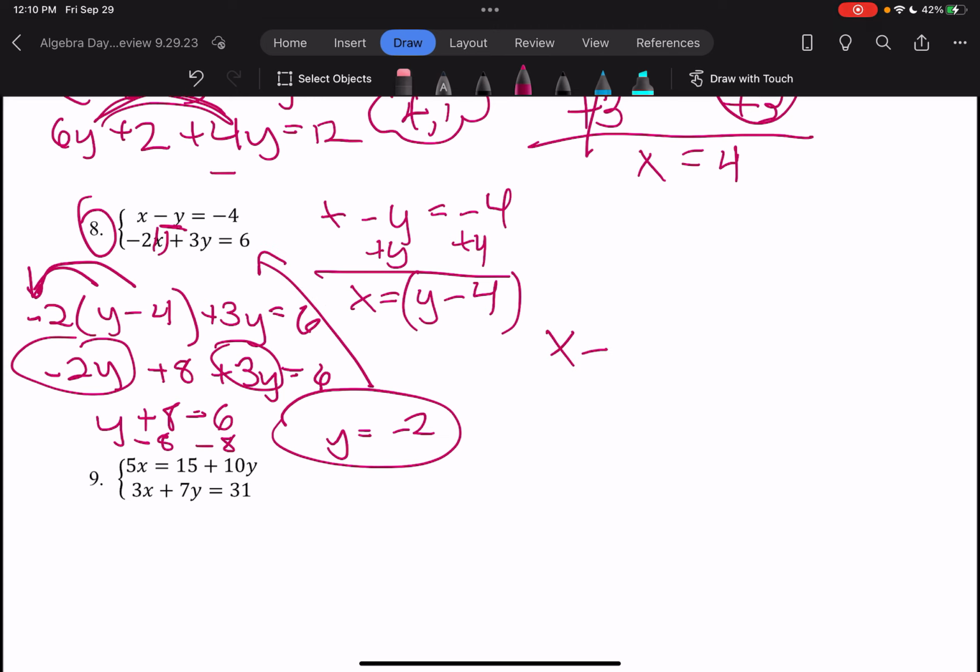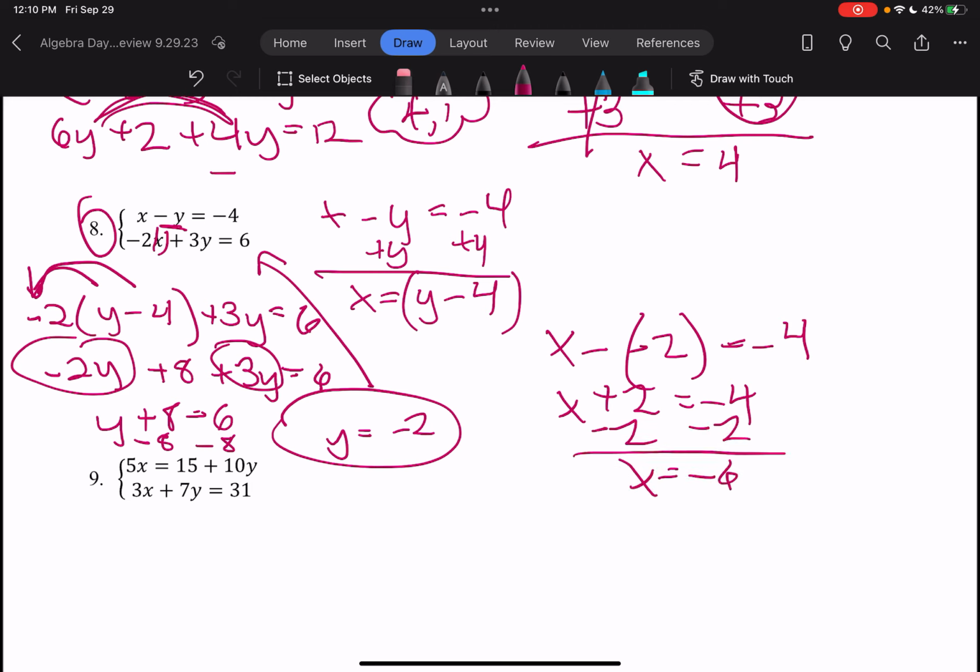So I have x minus negative 2 equals negative 4. This is the same as x plus 2 equals negative 4. And so I'm going to subtract 2 from both sides and get x equals negative 6. So now I have negative 6 comma negative 2. And again, I can always check my answer, go back and put it in.